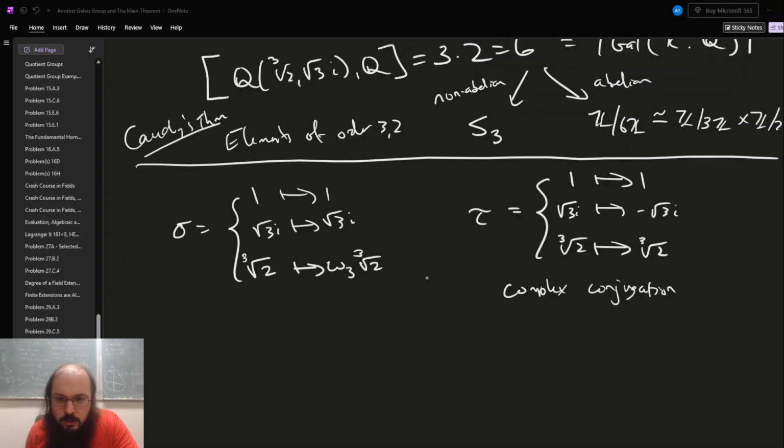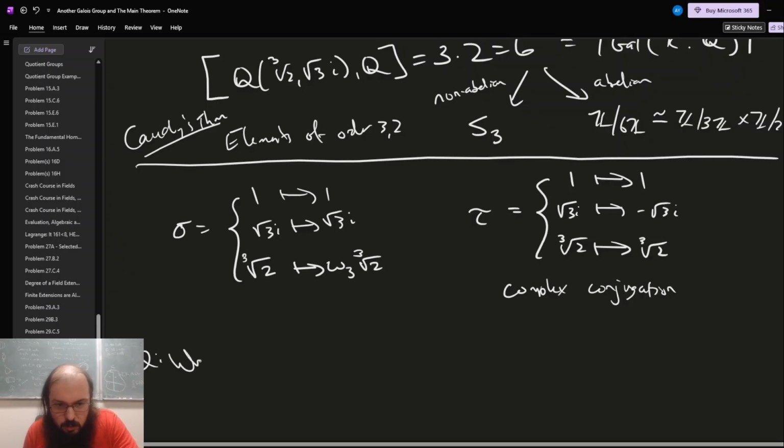So the next thing to do is to convince ourselves that these things are automorphisms. So we have a question: why are these field automorphisms?